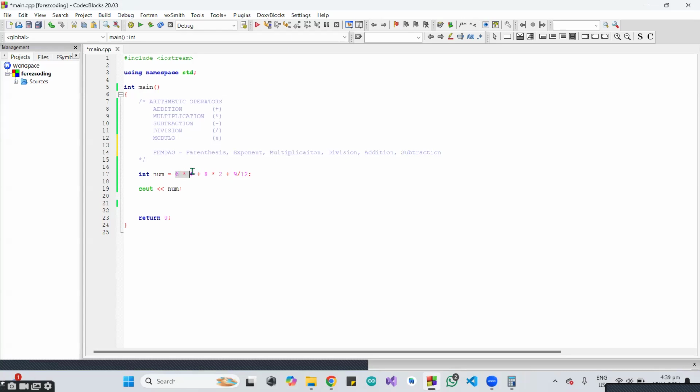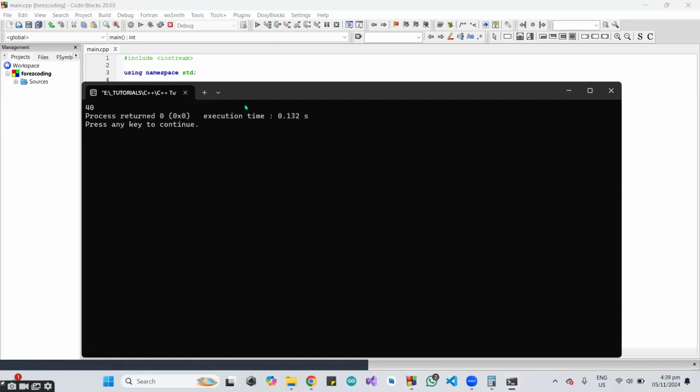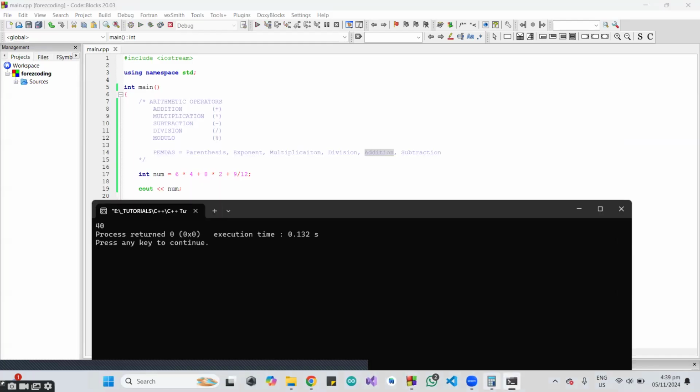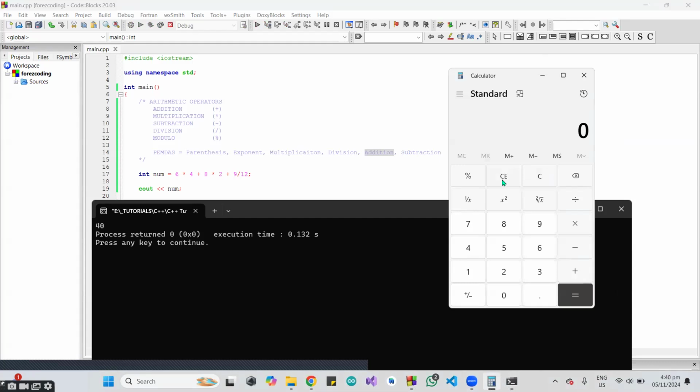So you need to multiply these two numbers first, and then multiply these two numbers first, and then divide these two numbers first, before you add or sum up the total of those outputs. Okay, so let's build and run the program first and use a calculator for us to be able to know the right answer.